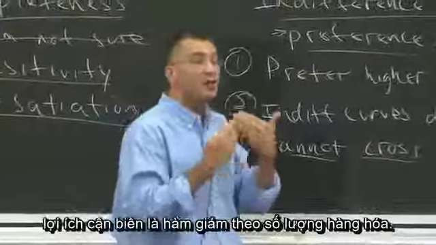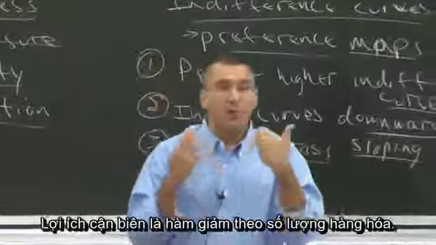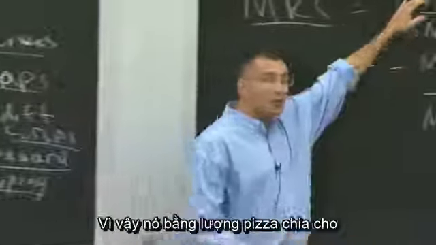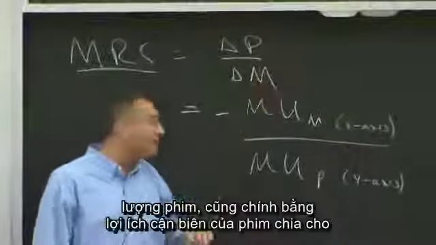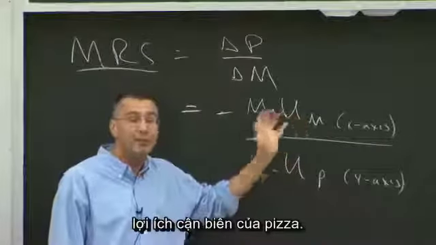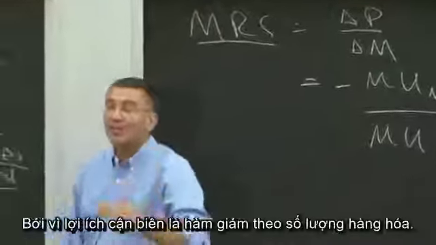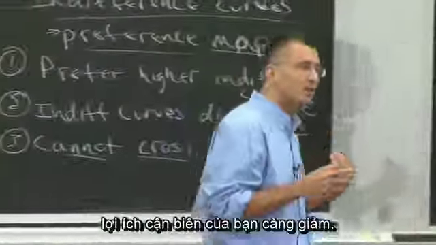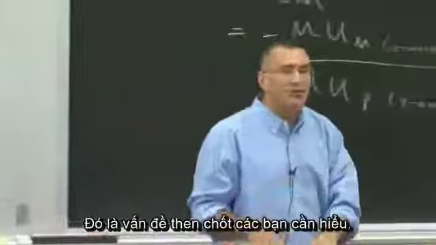Marginal utility is a negative function of quantity. So the fact that it's a ratio of the quantity of pizza over the quantity of movies is the same as saying it's the marginal utility of movies over the marginal utility of pizza. Because marginal utility is a negative function of quantity. The more quantity you have, the lower is your marginal utility. And that's the key to understand.